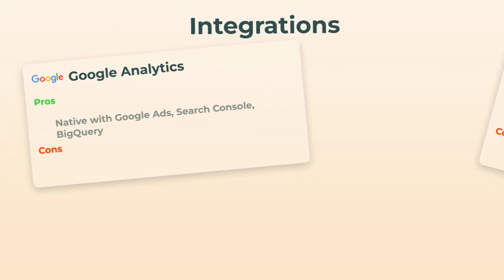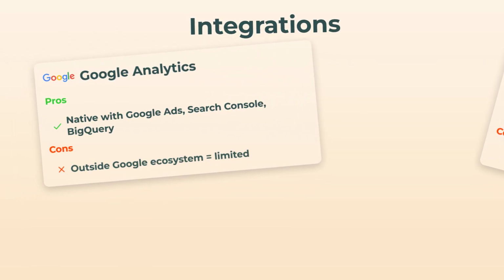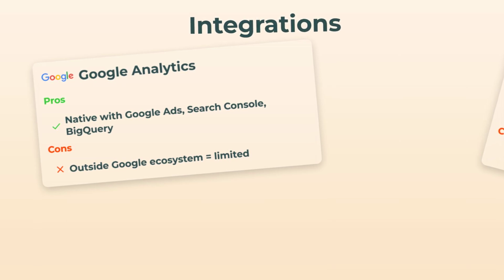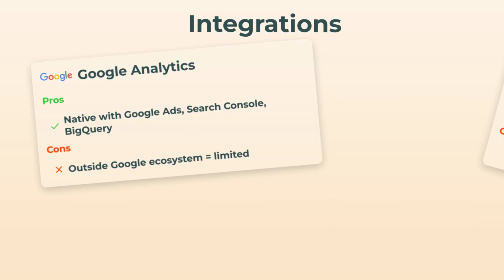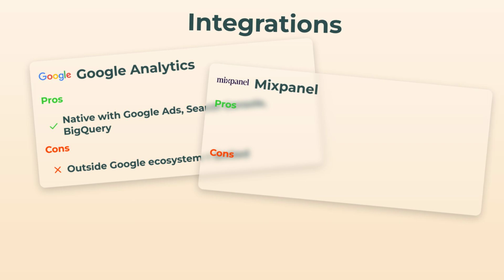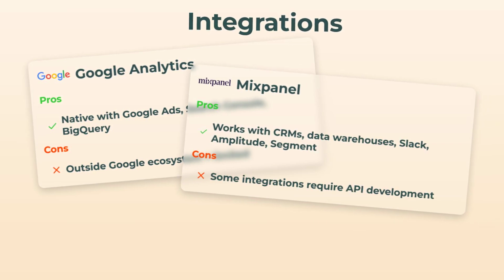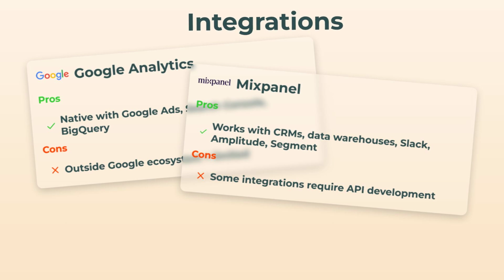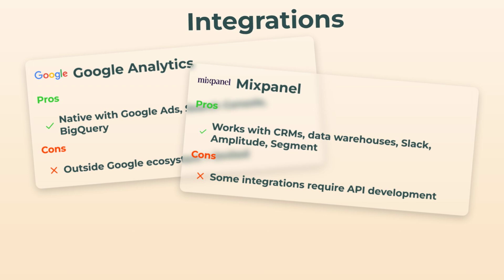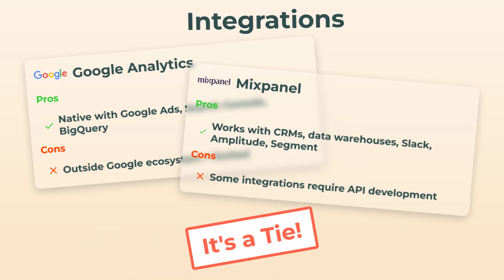On to integrations. Google Analytics is, well, super cozy with Google's own stuff. Ads, Search Console, BigQuery. If you live in that world, smooth sailing. But outside the big G, it's kind of limited. Mixpanel gets along with a whole crowd. CRMs, data warehouses, Slack, Amplitude, Segment. Basically, it's up for group projects, but some integrations do need a little tech elbow grease. Still, it covers a lot. Honestly, both tools are pretty strong here, so it's a tie.